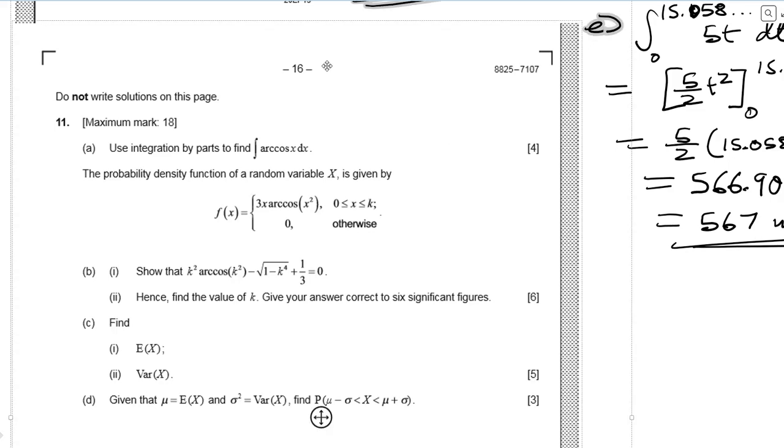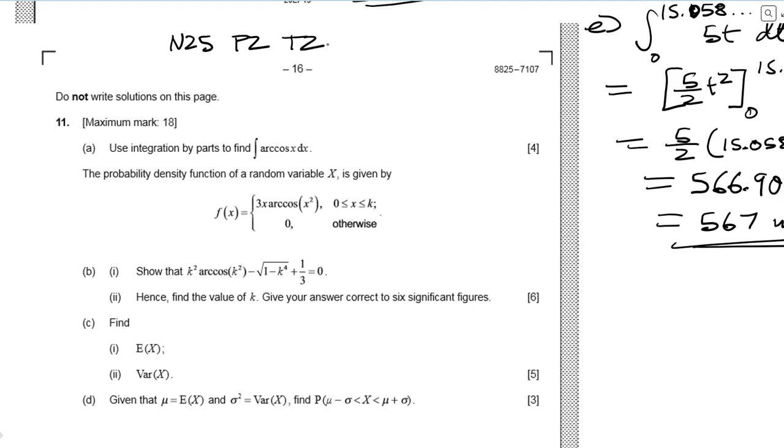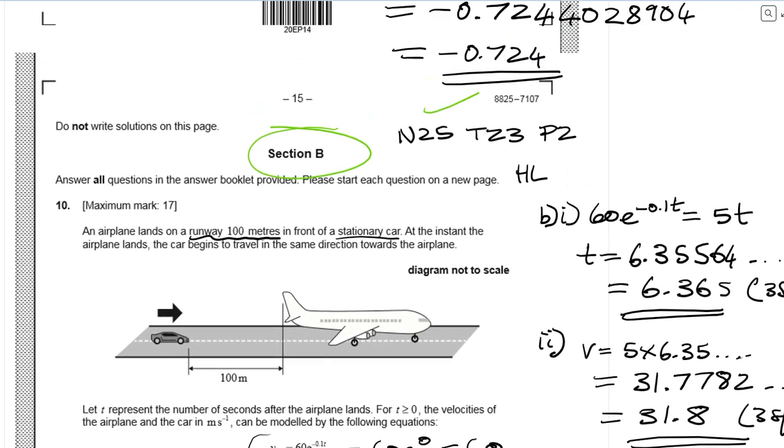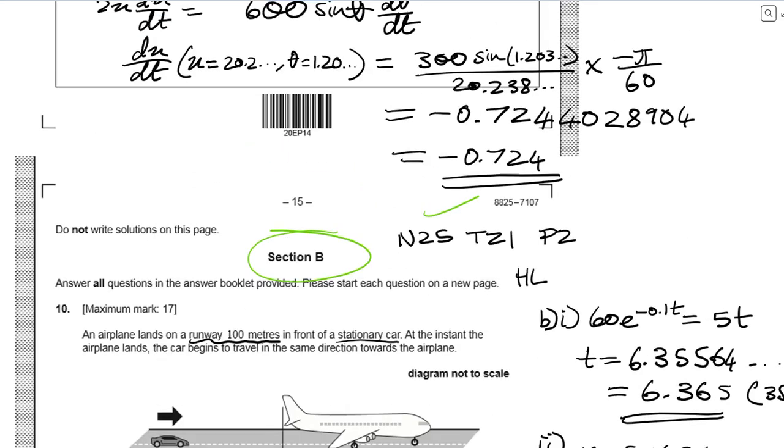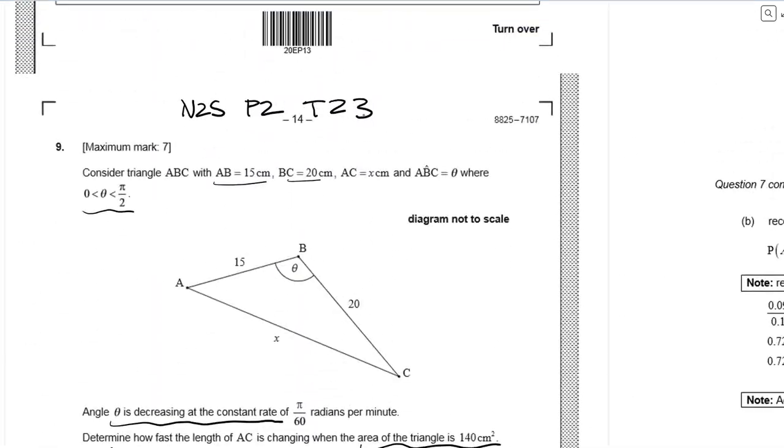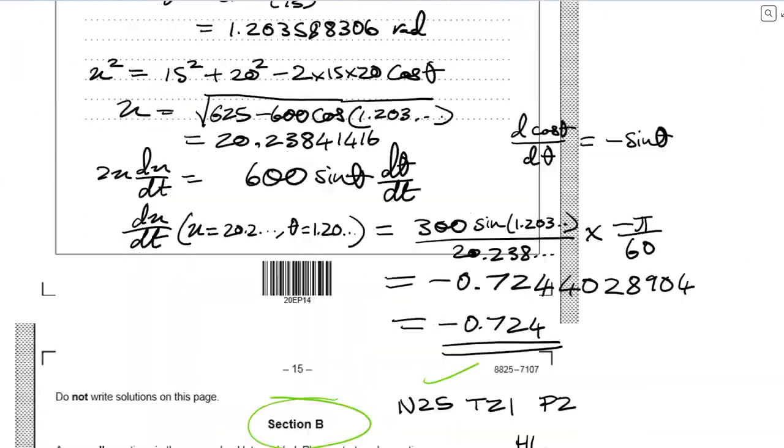Question 11. This is again November 2025, Paper 2, TZ1, right? Sorry, I've been saying TZ3 a lot. This is TZ1. Yep, these have all been TZ1.